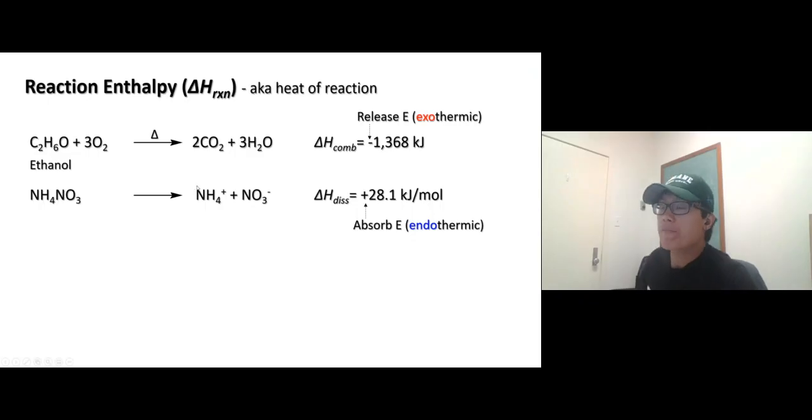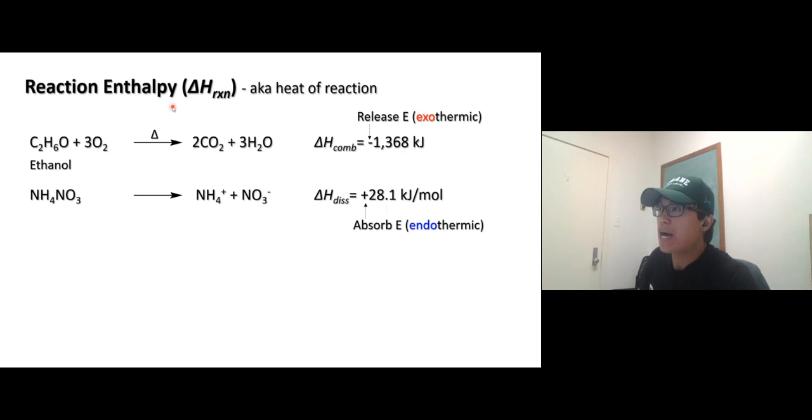All right, last topic of this chapter. But this one is going to be a little bit more detail about the reaction enthalpy, or the enthalpy of reaction, or the heat of reaction. They are the same thing. Anyway, we have seen that the combustion of ethanol releases energy, right? And the dissolution of ammonium nitrate absorbs energy.